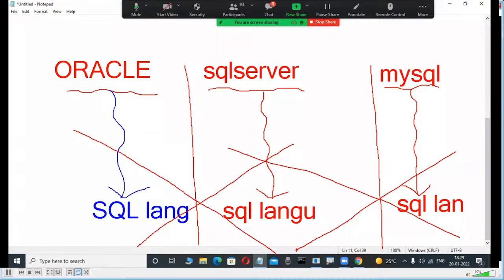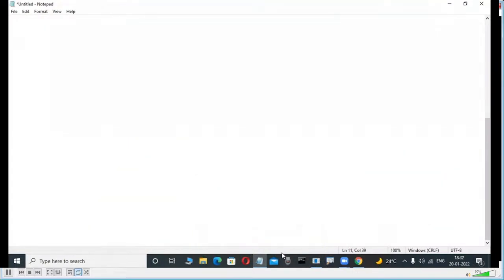All these SQL languages are different, not the same. How can I guarantee they are different? There is a simple technique. Concentrate here, and observe. So many fellows are saying they are different. Very good, correct.